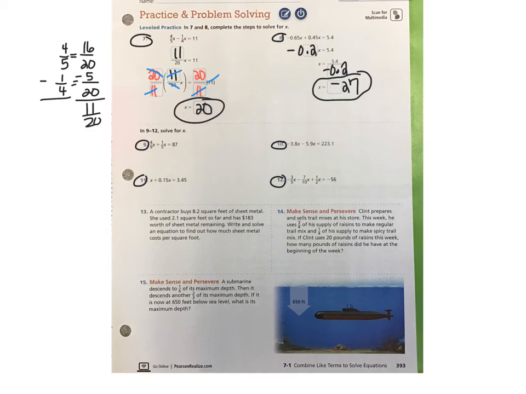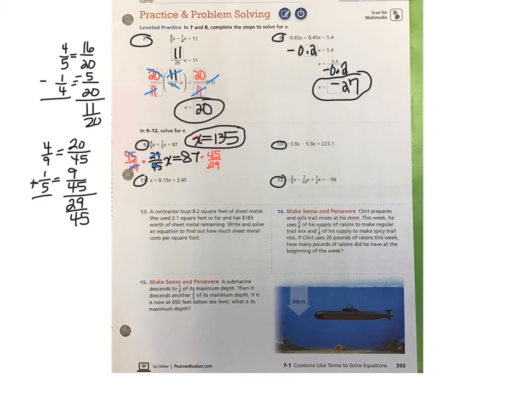Okay, number 8, it's pretty straightforward there with the decimals. Don't forget that the negative 65 hundredths is negative, and the 45 hundredths is positive. Okay, and you should have gotten x equals a negative 27. All right, and on number 9, you should have gotten x equals 135. Check your work on that as well and see me if you have questions.